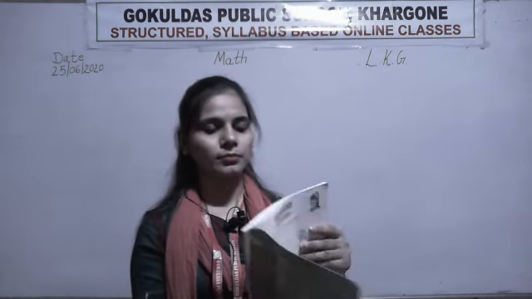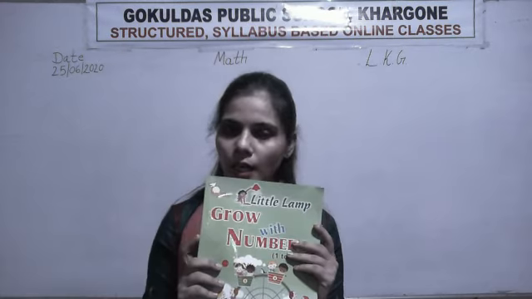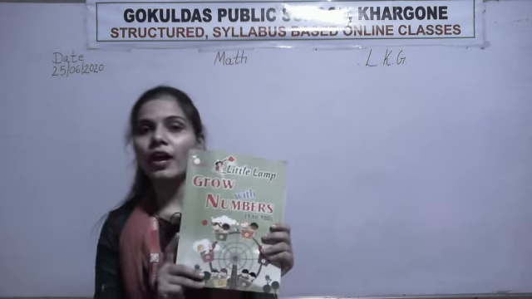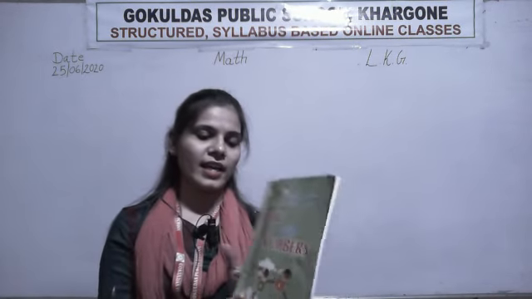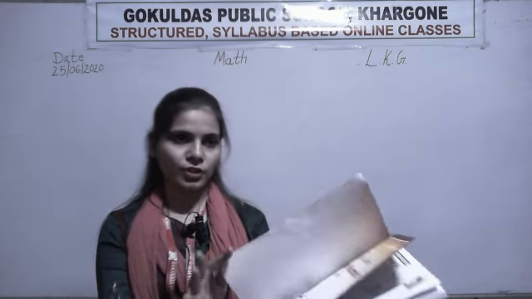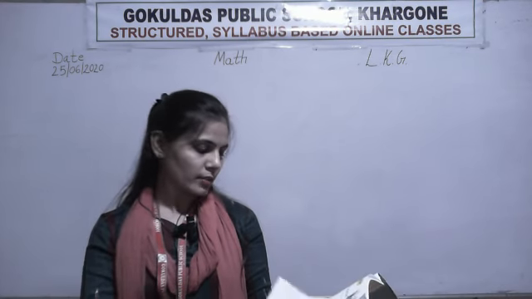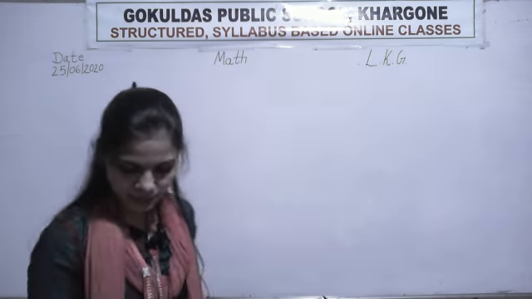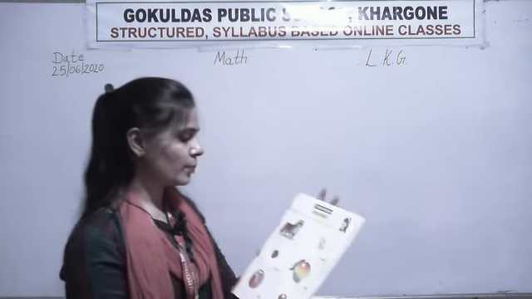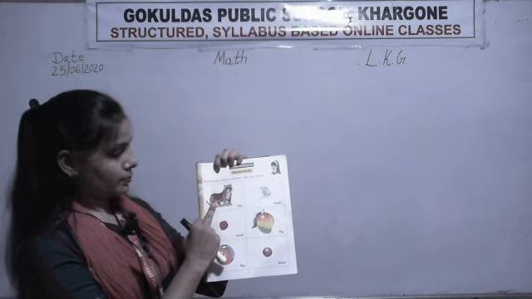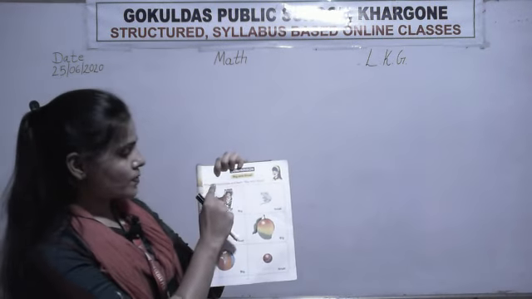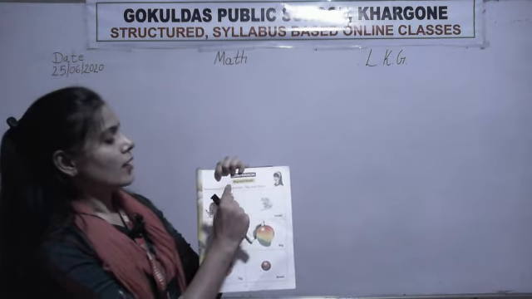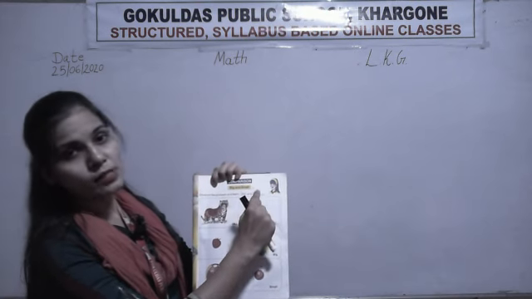Okay, this is your book, Grow with Numbers. All of you have the book. Okay, very good. So open your notebook and take out page number 3. Look at the picture. The question is: observe the pictures and learn big and small.